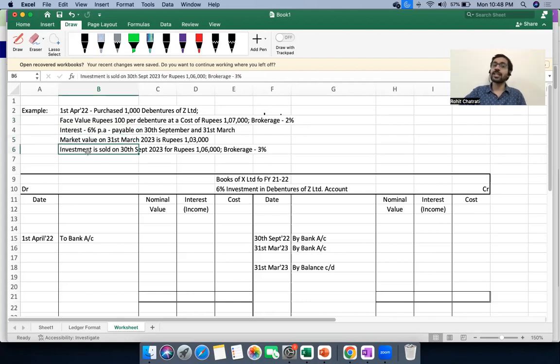And then in the next financial year, 30th September 2023, we're changing a financial year. I've given information about sale. Let us ignore that for a minute. Firstly, let's prepare the ledger account for the first financial year, FY 22-23.